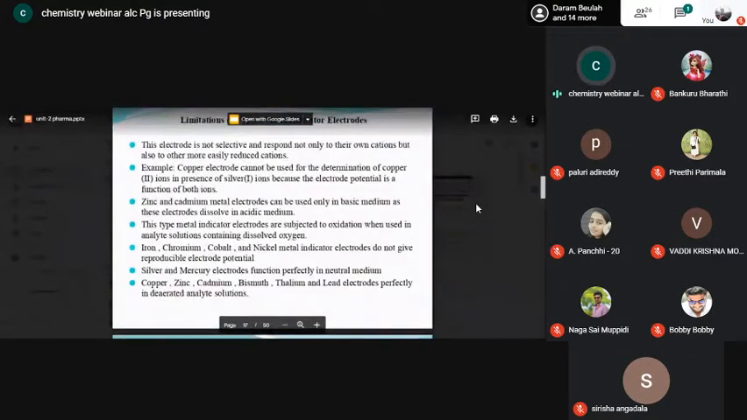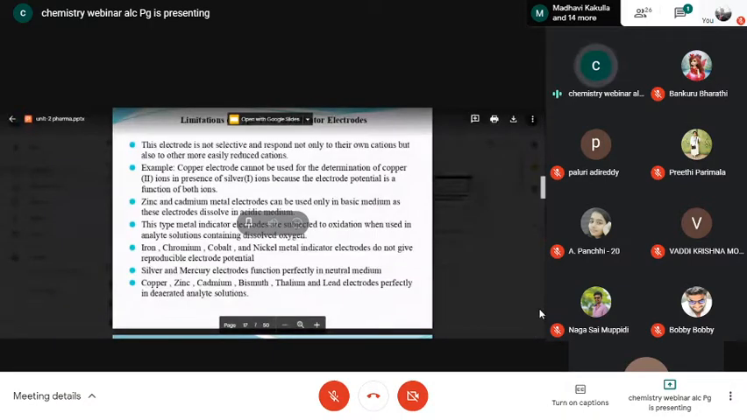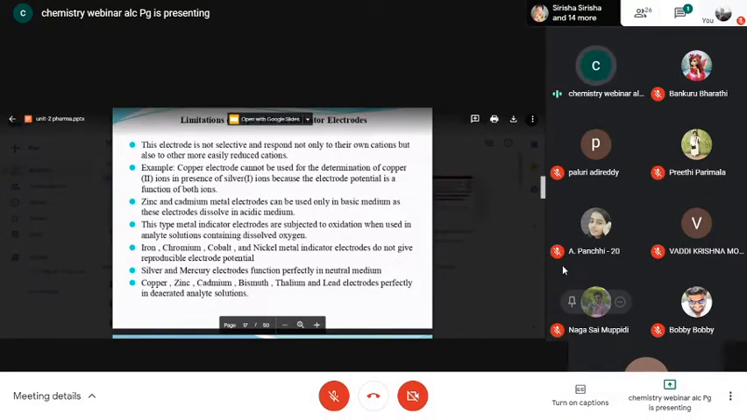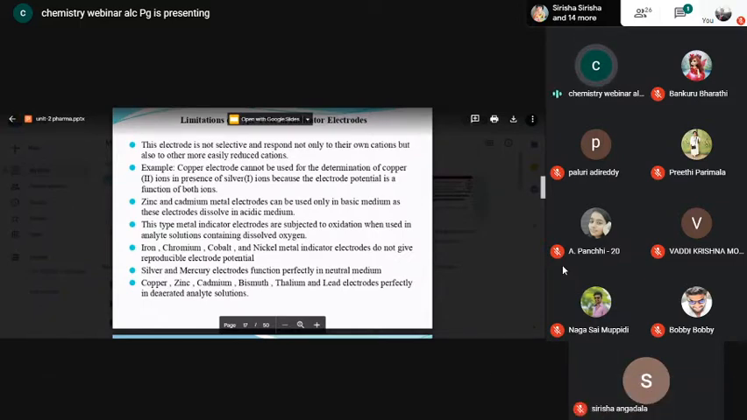This electrode is not selective, and responds not only to its own cations but also to other more easily reduced cations. So this is another problem. The example I have given you: a copper electrode cannot be used for the determination of copper ions in the presence of silver ions, because the electrode potential of both the ions is almost the same. Is it clear? That is the reason why you cannot use a copper electrode if silver ions are also present in the medium.